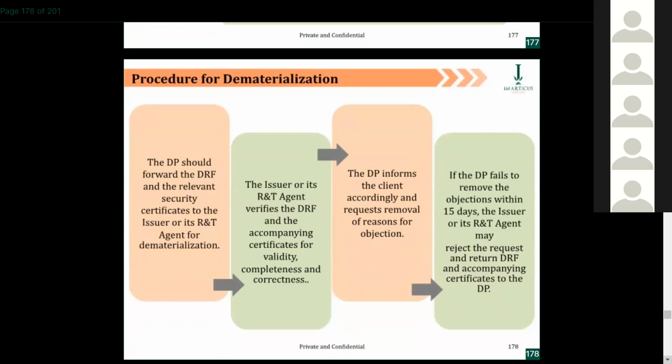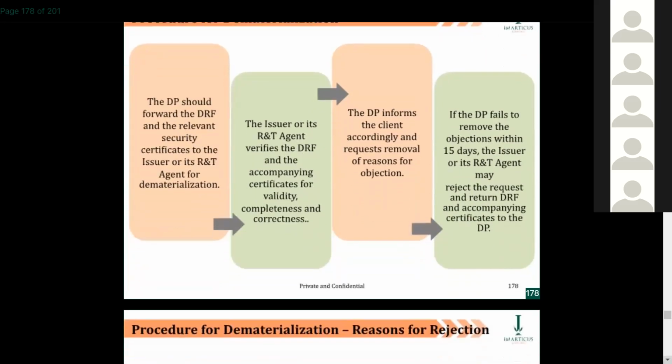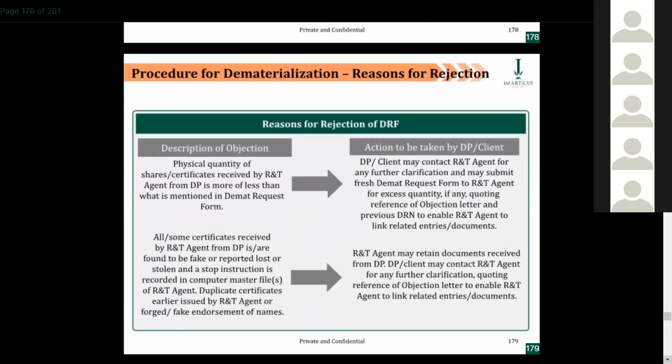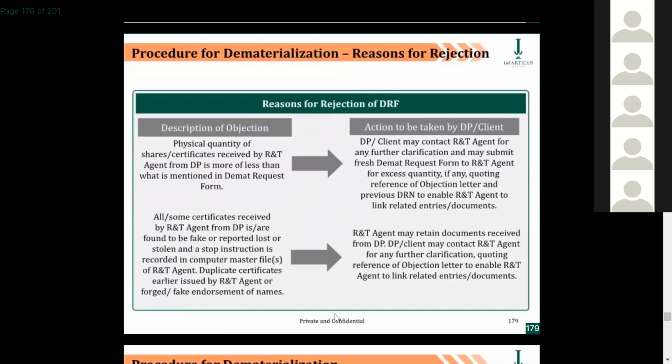In case there's some objection, then the DP will inform the client accordingly and request removal of reason for objection. If the DP fails to remove the objection within 15 days, the issuer or RNT agent may reject the request and return DRF and accompanying certificate to the depository participant. So rejection can happen. These are some rejections which can happen.